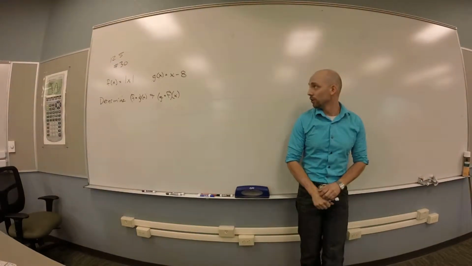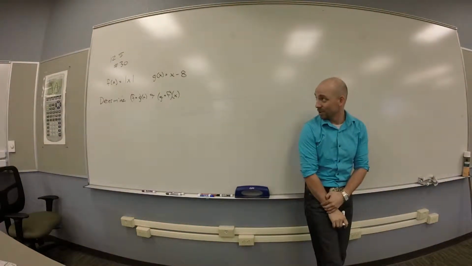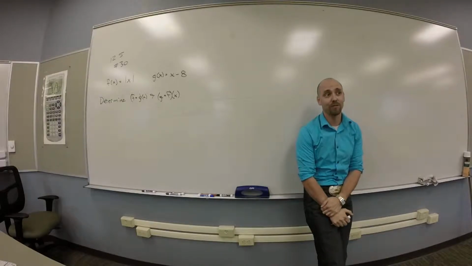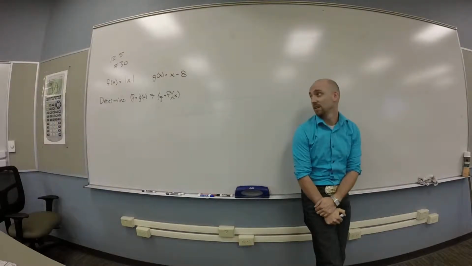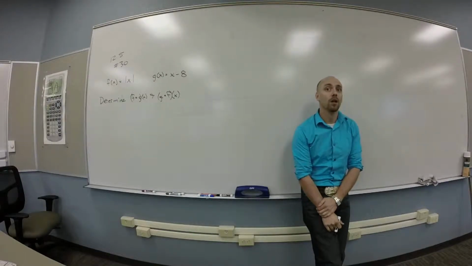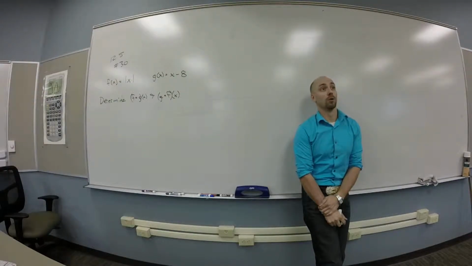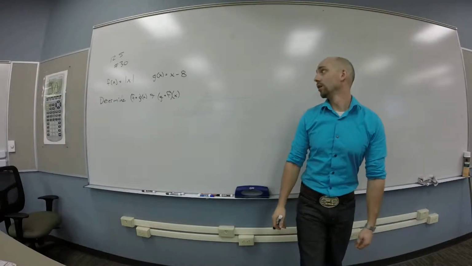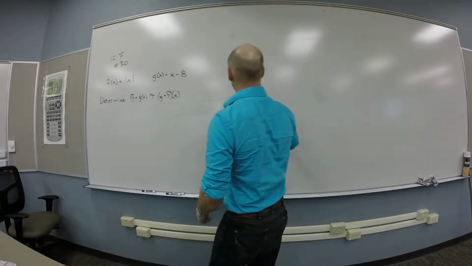Okay, so we want to do 12.530, which says we've got f of x is absolute value of x, and g of x is x minus 8. We want to determine the compositions in both directions. Okay, so if I want to do, I don't know, let's start with f composed with g maybe.